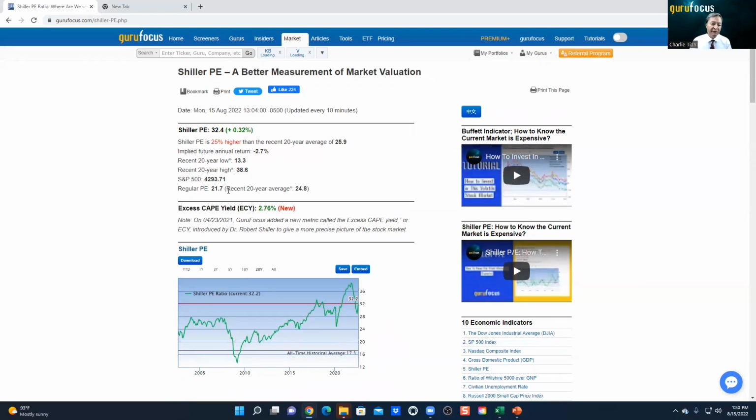Although the regular PE gives you a cheaper ratio, 21.7, which seems to be lower than the 20-year average, the Shiller PE says that the market valuation is higher than the 20-year average. And I would think that the Shiller PE gives you a better, more accurate picture.